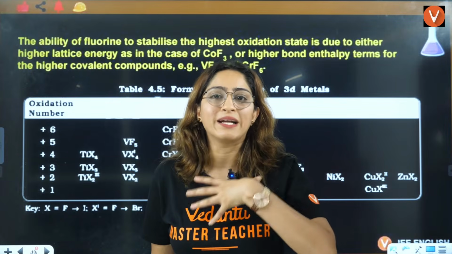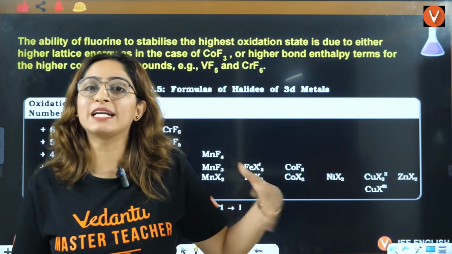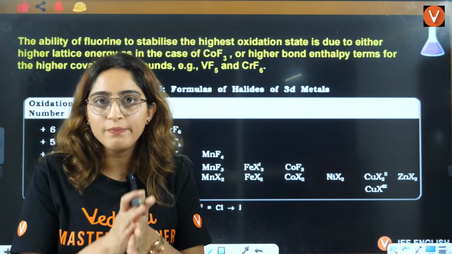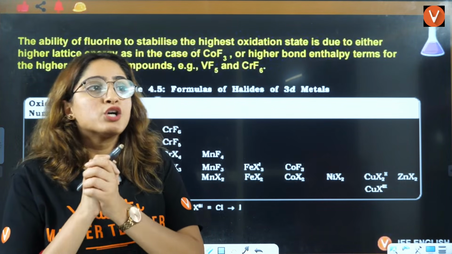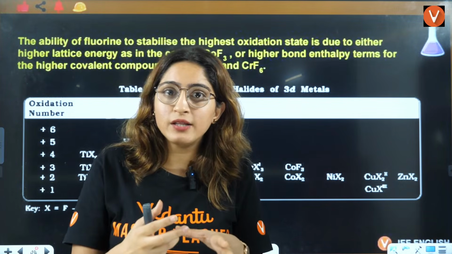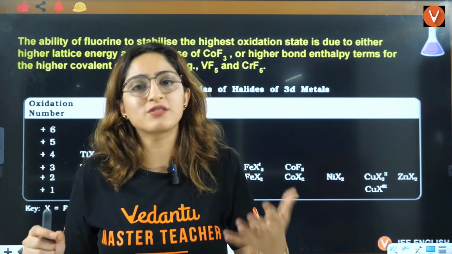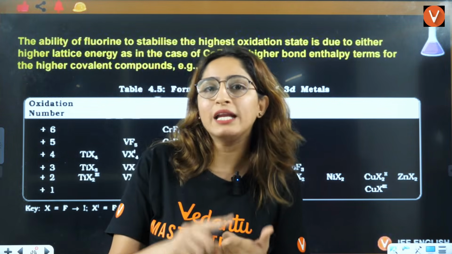See, because these metals are electropositive, right? So they need some electronegative element to pair up and make a bond, right? So there are two elements that they combine with, where these transition elements show variable oxidation state. One is fluorine, one is oxygen.